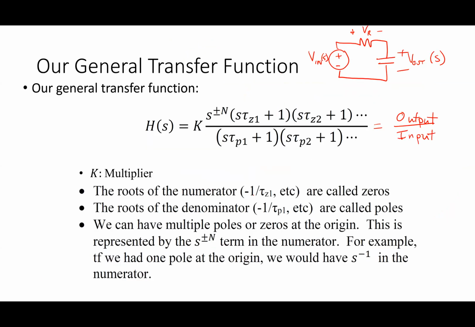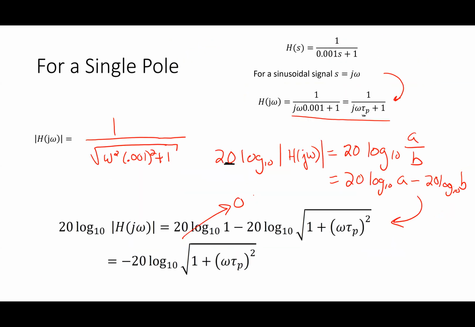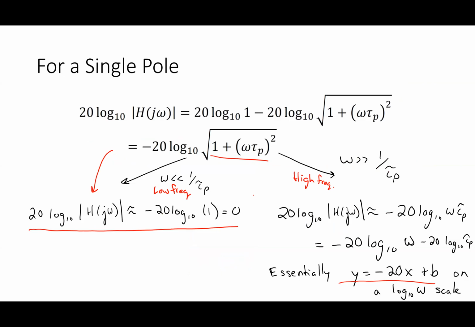So we talked through this. I don't want to go through it again, but basically what we said is if I have a single pole and I take the log of that magnitude, the log of that magnitude becomes this ugly looking thing, and I broke it up into 2 frequency ranges.